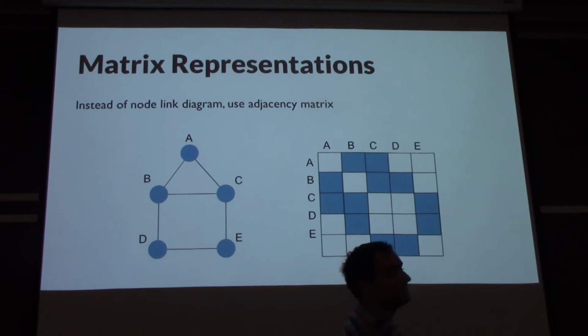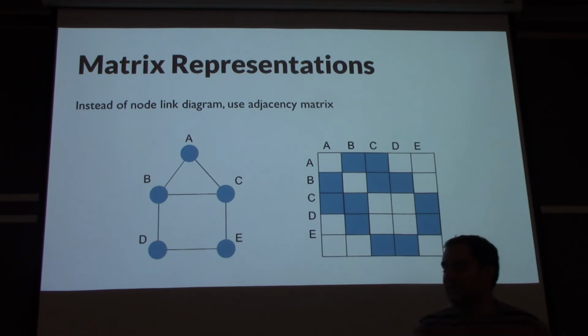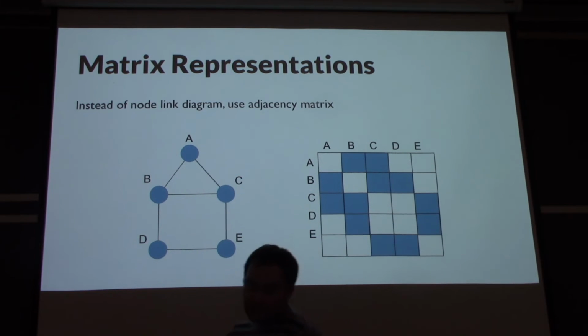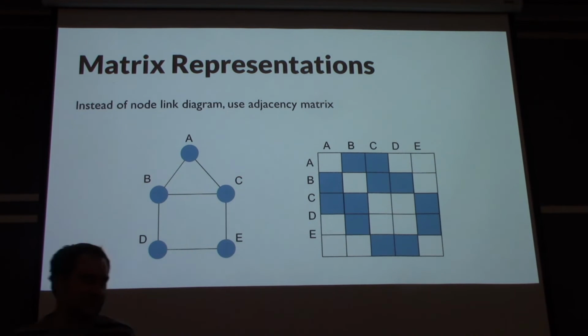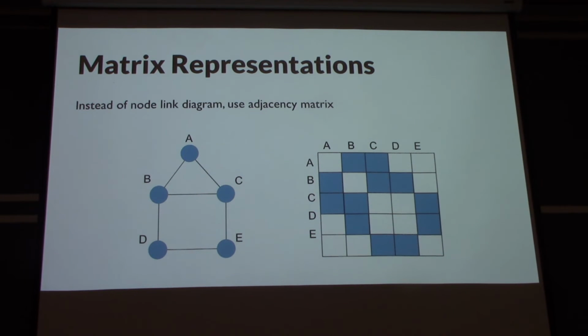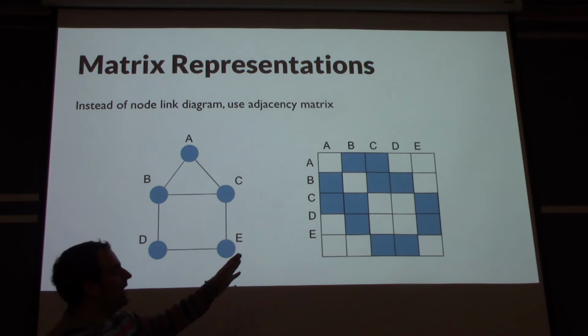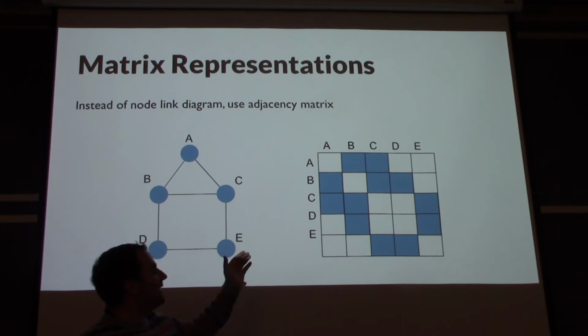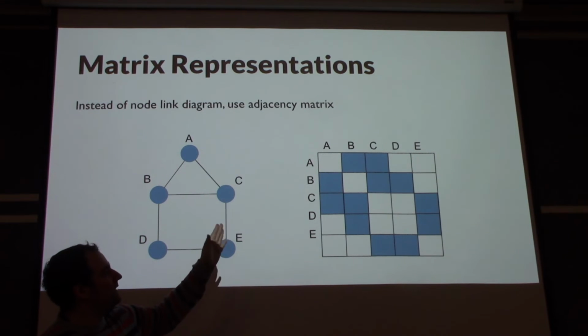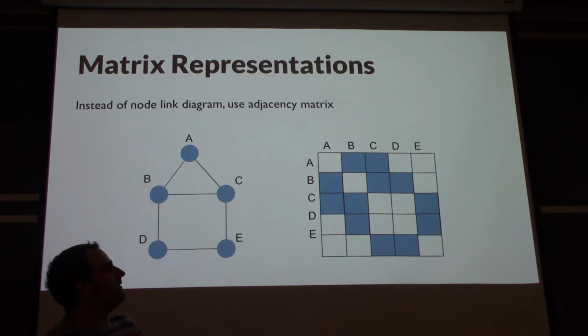So we have seen a lot of matrices in this class. We have not talked about them too much in terms of what they mean for a graph. On the left is the node-link graph, and on the right is the matrix representation. How the matrix representation works is that every node corresponds to a row and a column.